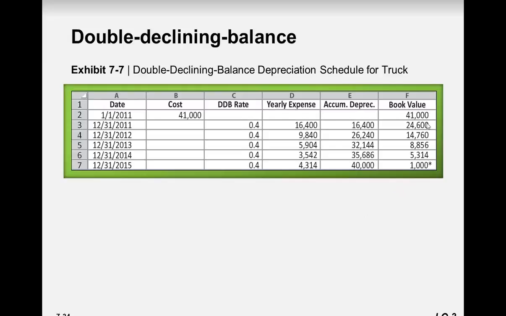Year 2, we are taking 40% times the 24,600. Year 3, we're taking the 40% times the 14,760. And we have to be careful when we get down here to year 5 that we don't go below the $1,000. Or in this case, it looks like we took the whole yearly expense off to get to it.